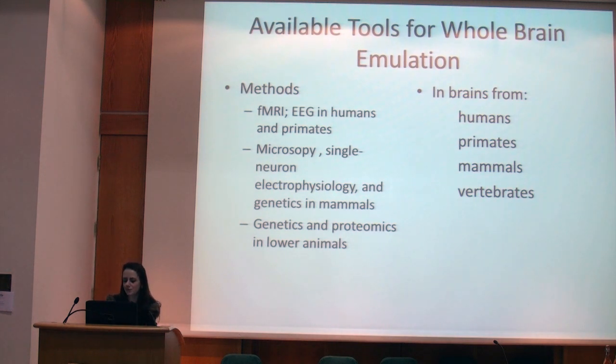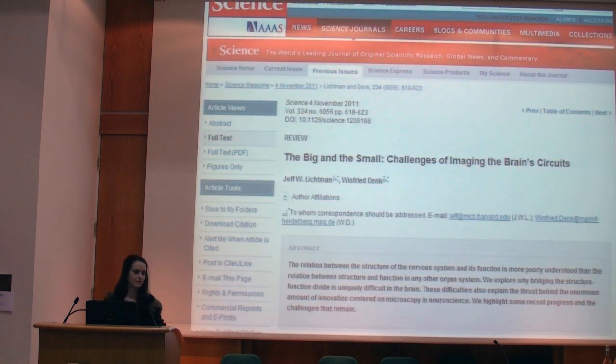The stronger tools are mostly used in lower primates and mammals. Here we can use microscopy, single cell electrophysiology, and genetics analysis. The best models for doing genetics are the lower animals, because they provide a simpler system, and then we can more easily verify the function within these systems. So today I will be talking about this paper.